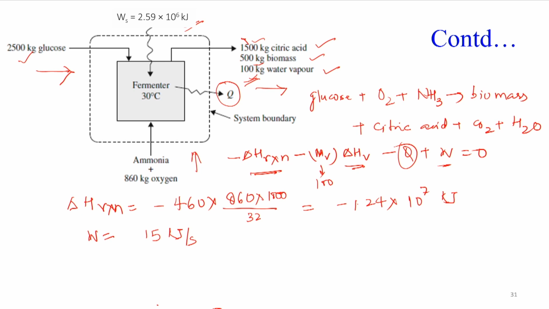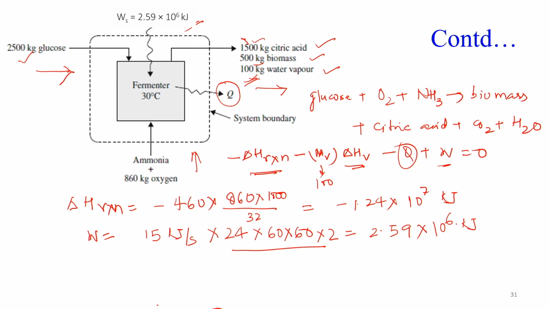2 days means 24 hour into 60 into 60 into 2. This is 2 days, I converted into seconds, 15 kilojoule per second. So, now it will be 2.59 into 10 to the power 6 kilojoule. So, W is now also known to us, this is also known. So, we can directly calculate the value of Q here.